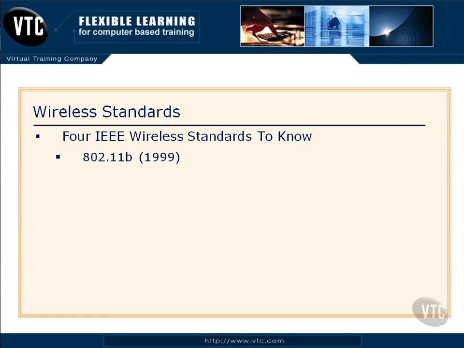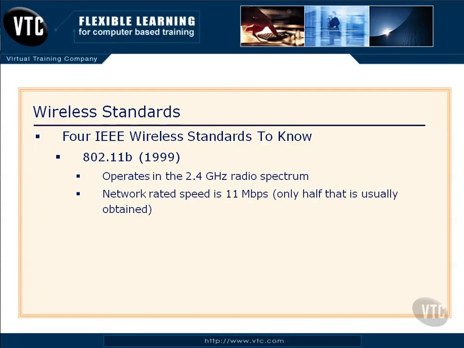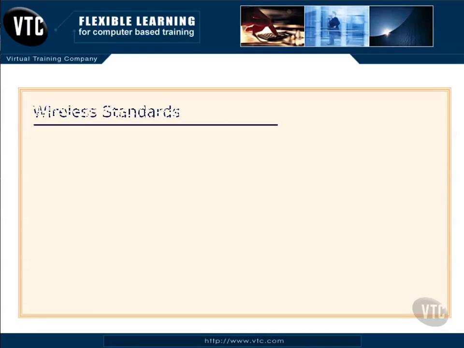802.11b is what really kind of kicked the whole wireless deal off. It came out in 1999, about the same year. This operated in the 2.4 gigahertz radio spectrum, had a lot less interference. Now the network rated speed was 11 megabits per second. Again, only about half of that is usually obtained, and it still had the range of 100 feet, but believe it or not, this one seemed faster, seemed more stable, seemed more reliable than the A.